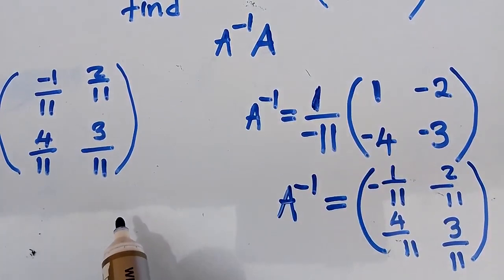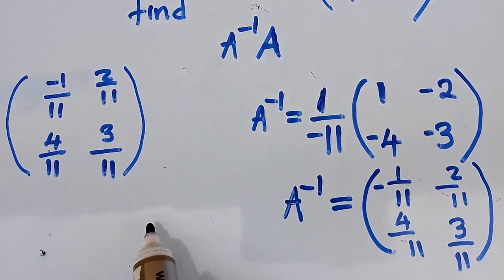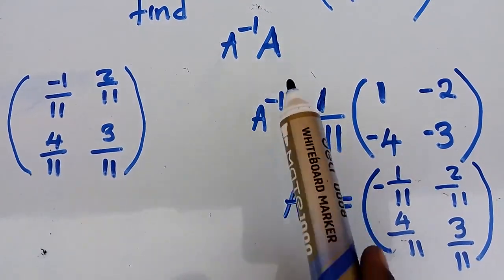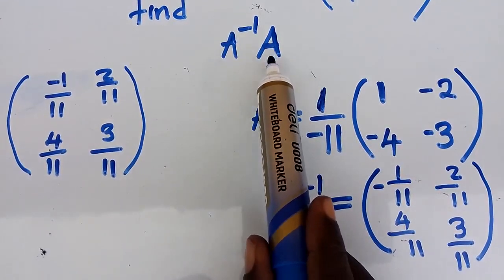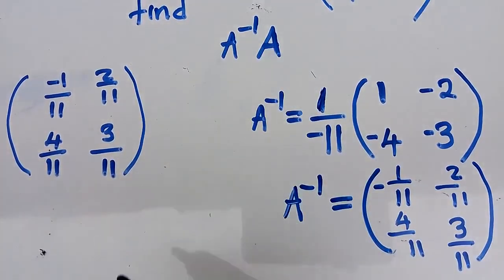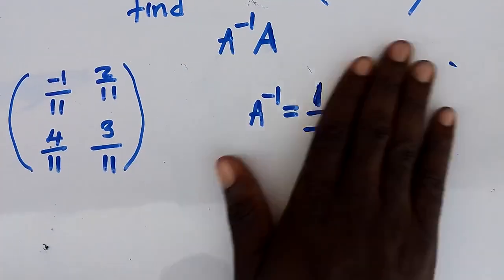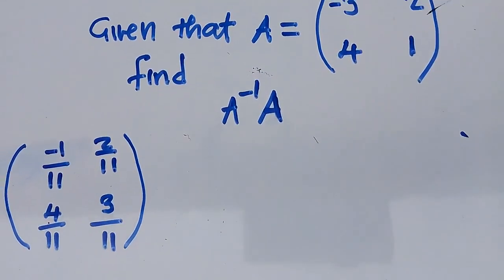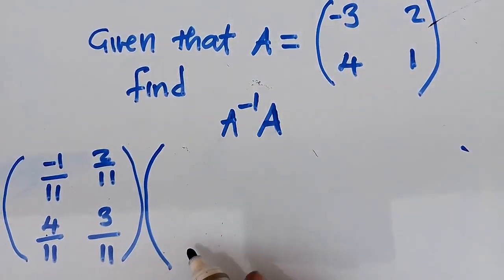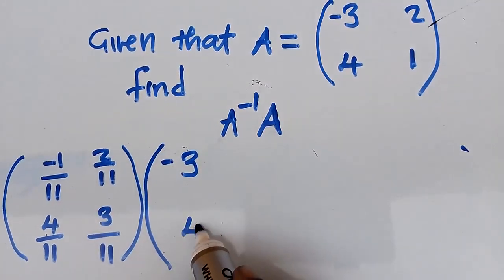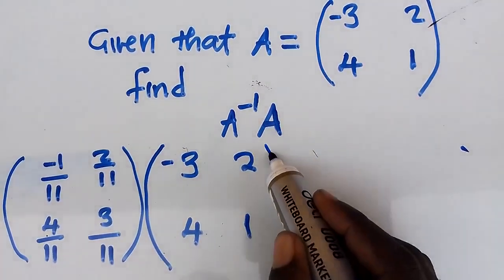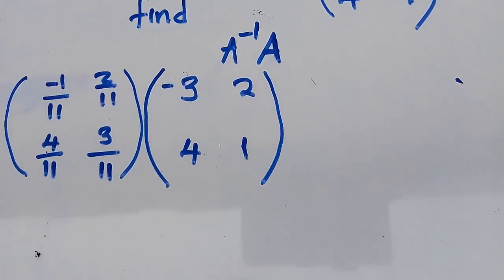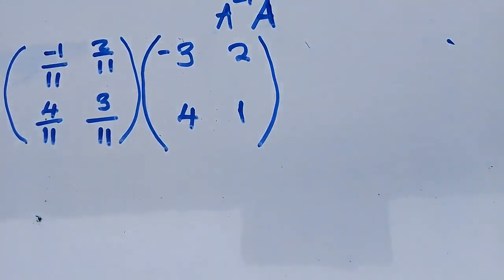I'm multiplying this with its inverse, with its original matrix. What is the original matrix? It is this one. I bring A here, so that we are able to follow nicely. A is negative 3, 4, 2, 1. Then I start multiplying.